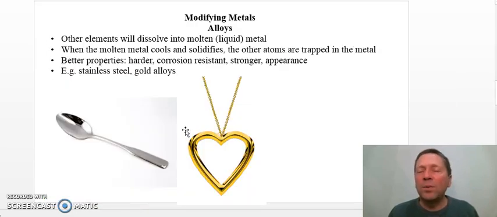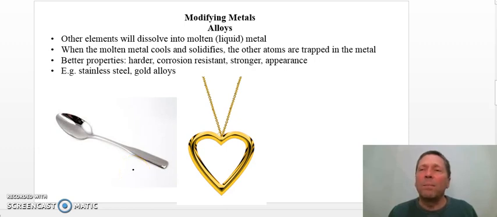Now, sometimes we don't want the pure metal. Well, it's got some characteristics which we don't like. For example, if we look at steel, here's a spoon. If this was an iron spoon, it would go rusty. But we want to have a stainless material. We don't want it to go rusty, so we want to change the properties.